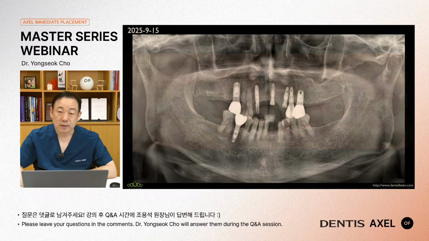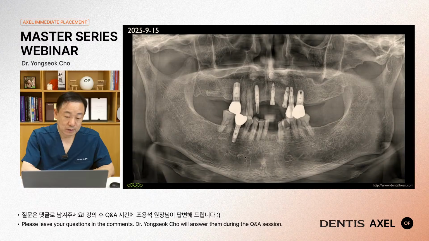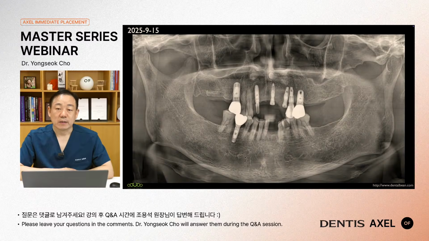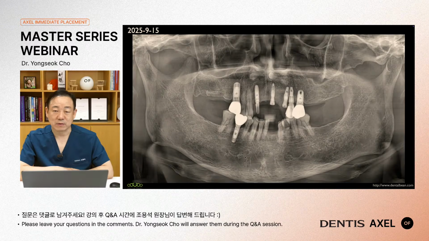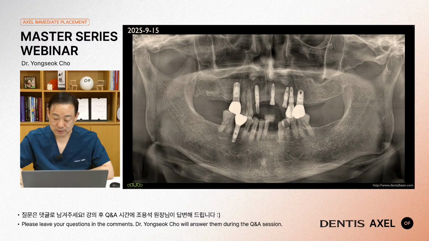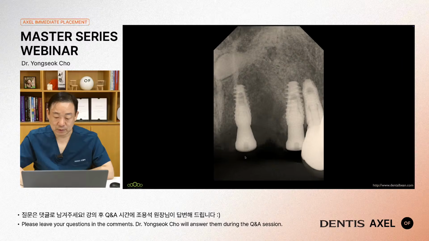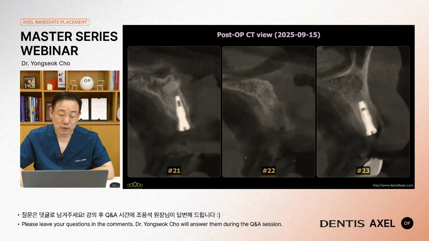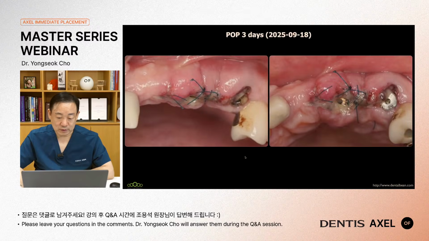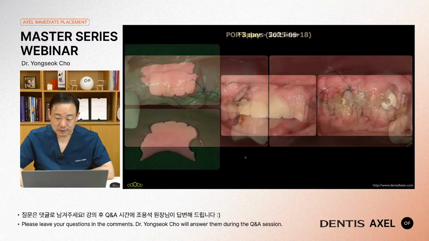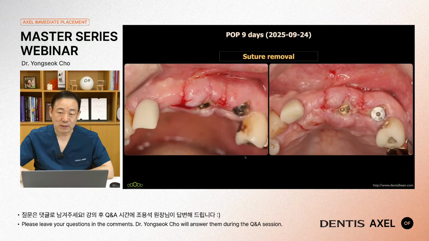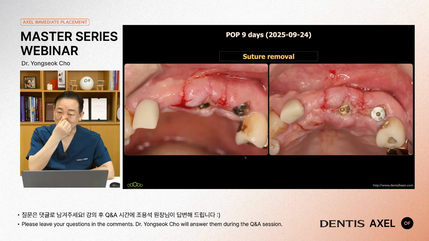This is a post-op panoramic image. I can use the existing implant on the right maxillary lateral incisor, and I added 2 more implants. 21 and 23 implants I placed. Healing was uneventful. However, we cannot make aesthetic papilla in such a way.